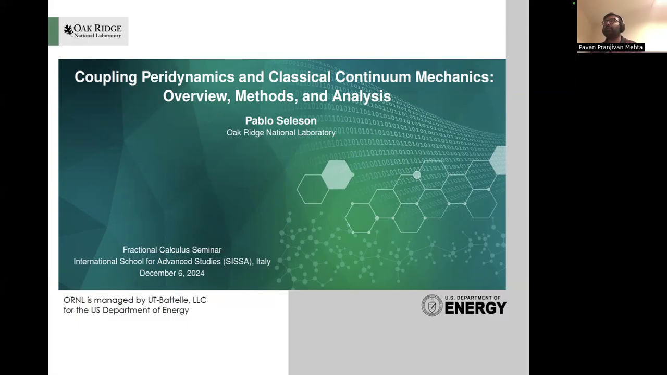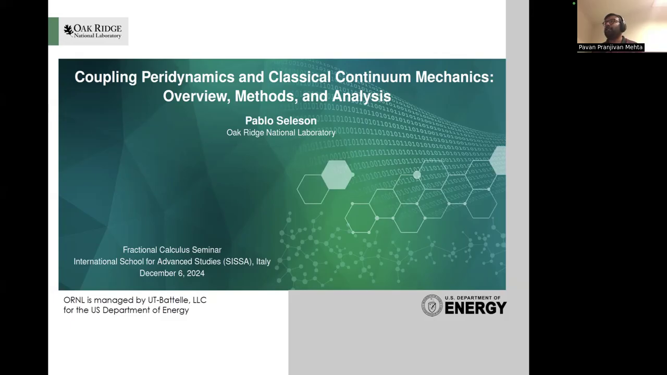For the last talk, we have Professor Pablo Seleson, who is a research scientist in the Computer Science and Mathematics Division at the Oak Ridge National Laboratory, where he began as an Alston S. Householder Fellow. Dr. Seleson received both his bachelor's degree in physics and in philosophy and his master's degree in physics from the Hebrew University of Jerusalem in 2002 and 2006, respectively, and his PhD in computational science from Florida State University in 2010 under the advisement of Professor Max Gunzburger.